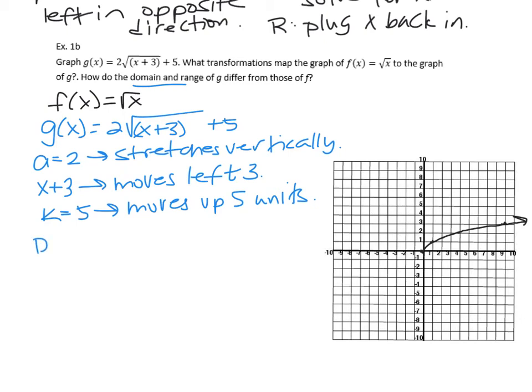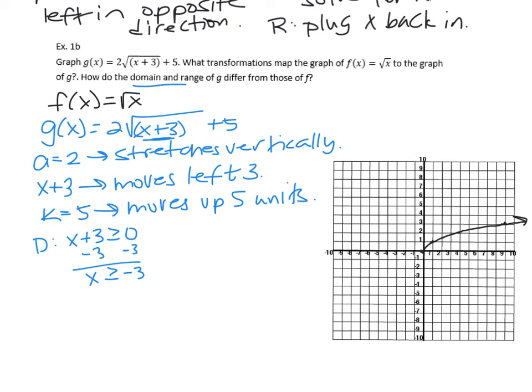For our domain, if there's something on the inside with x, we follow the definition of setting that greater than or equal to 0. The inside is x plus 3. We will set x plus 3 greater than or equal to 0. To get x by itself, I'm just going to subtract 3 from both sides. And x is greater than or equal to negative 3. That would be our restriction in our domain.